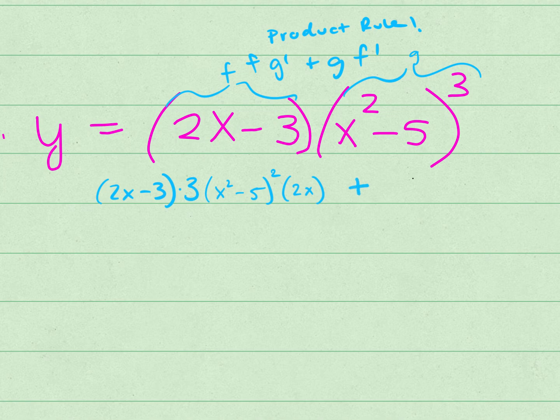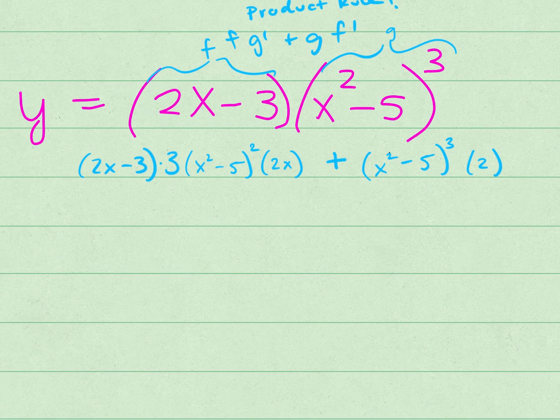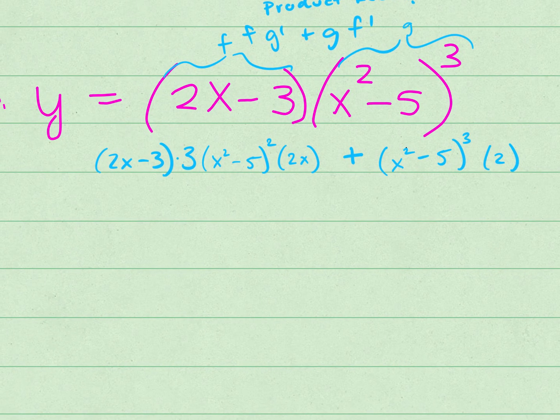Plus the second times the derivative of the first. So our second would be x squared minus 5 cubed times the derivative of the first. What's the derivative of 2x minus 3? 2. So let's do some simplifying. In our first term here, we've got 3 times 2x, which would be 6x.